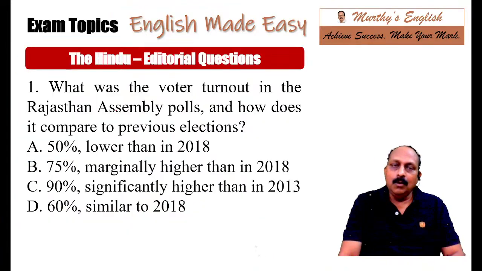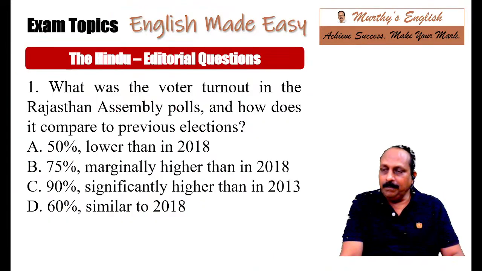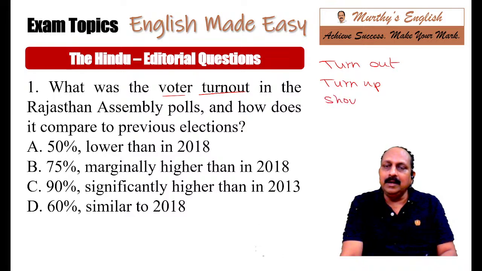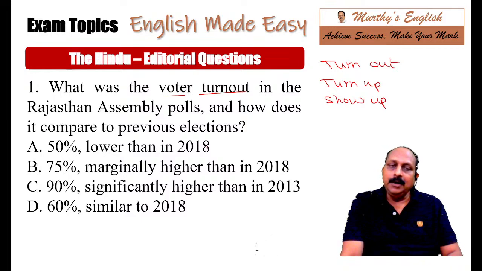Let us go to comprehension based questions based on this editorial. Look at the first question. What was the voter turnout in the Rajasthan Assembly polls? See, I have used three phrasal verbs. When we talk about a large number of people, voter turnout means a lot of people turn out. But turn up and show up go at the individual level. That you have to remember. What was the voter turnout in the Rajasthan Assembly polls, and how does it compare to previous elections?